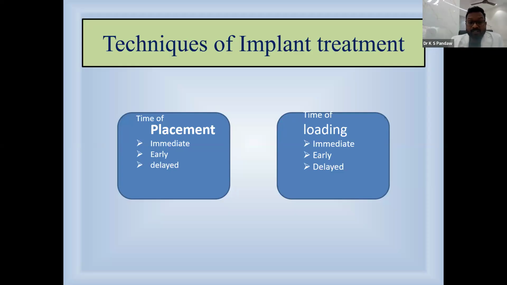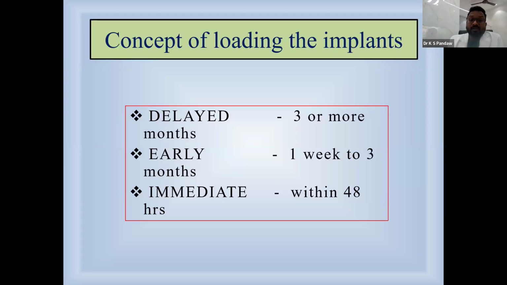Okay. So immediate implant placement depends on the time of the placement. Immediate loading is concerned with the loading of the implants. So if we say what is delayed or early or immediate: if we place it after the 3 month complete osseous integration, it is called delayed. When we place the implant after the extraction at 1 week or 2 to 3 weeks, it is called early, and immediate when within 24 hours.